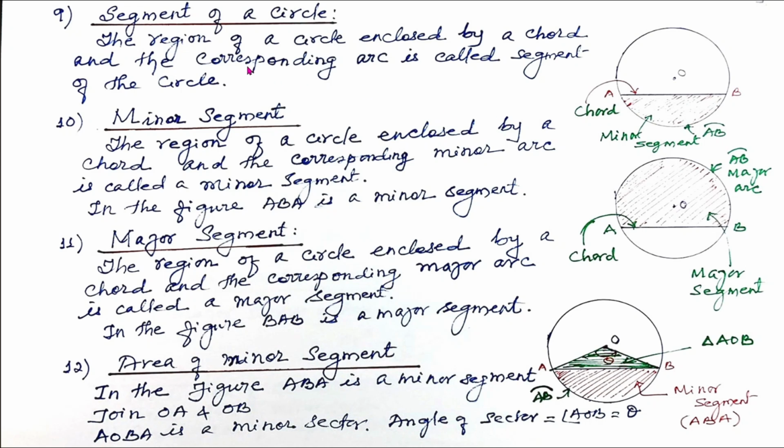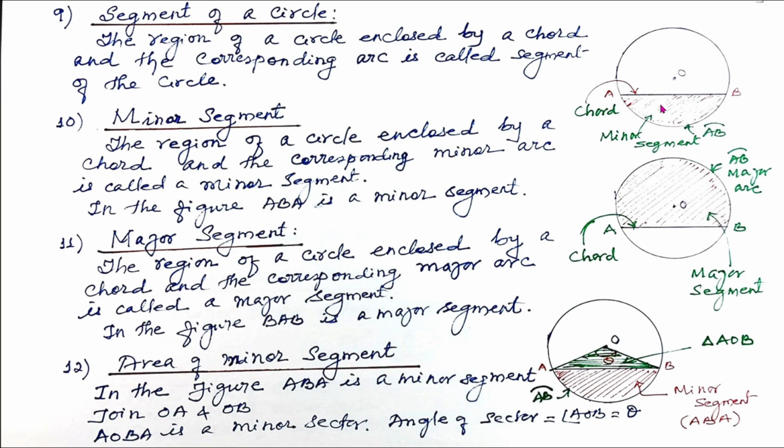Now the next important study is the segment of a circle. What is this segment? Again, it is the region of a circle enclosed by a chord and its corresponding arc. If I take the chord AB here, then there is arc AB and a chord AB. They enclose a certain portion of the circle, that is the region of the circle known as the segment of a circle.